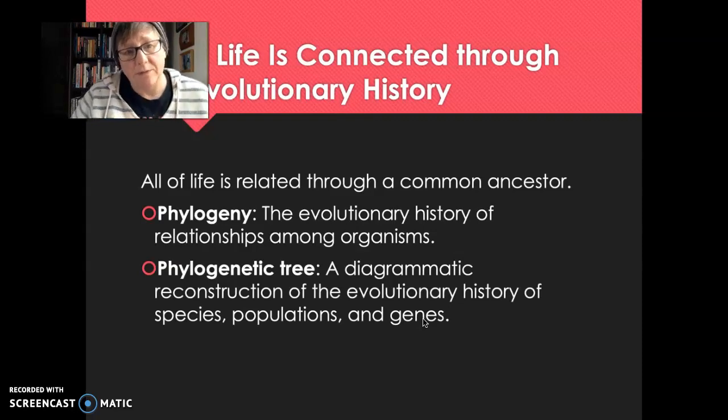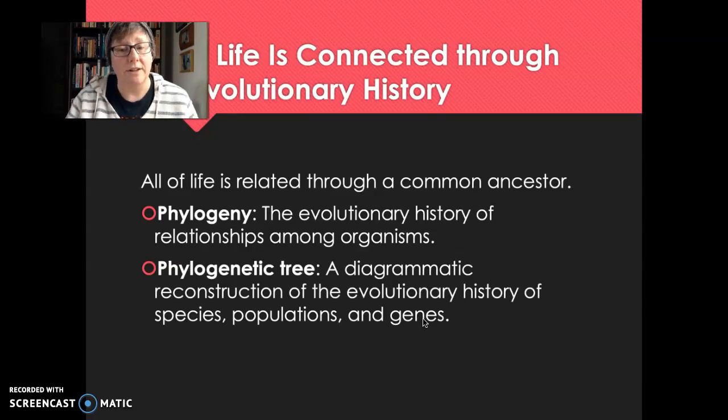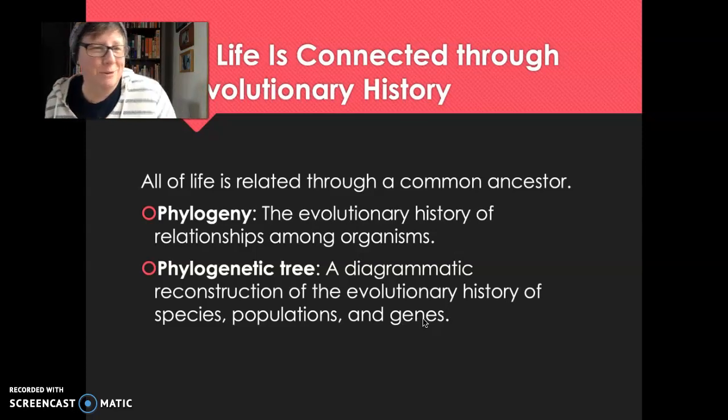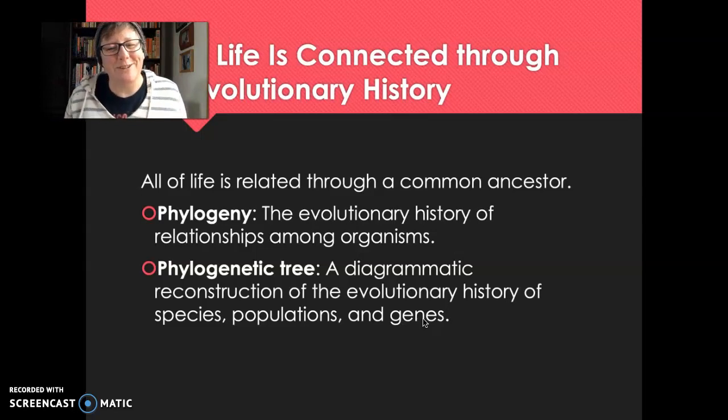So how this works is you create a phylogenetic tree, which is a diagram that kind of looks like a tree because it's branching out. It's a diagrammatic reconstruction of the evolutionary history, and you lay it out in a way that looks like a tree.